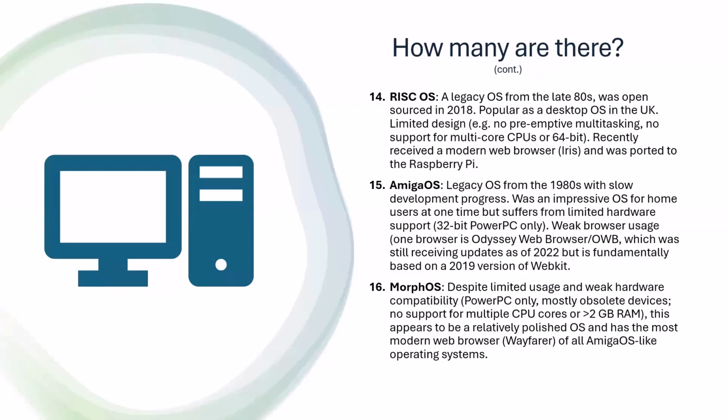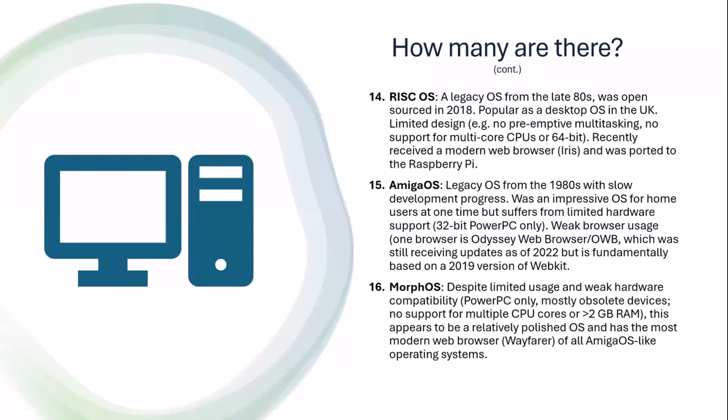AmigaOS, everybody probably remembers the Amiga systems. It was, at the time, impressive for home users, but it's dragged down, if you will, by limited hardware support, only handles 32-bit PowerPC, doesn't have a very good web browser, but it was still receiving updates as of 2022, and it's kind of still based on the old 2019 version of WebKit.